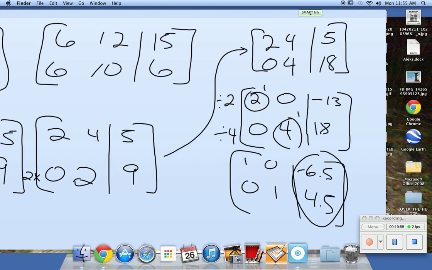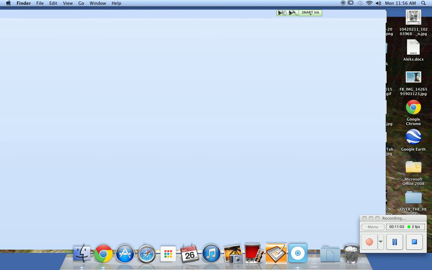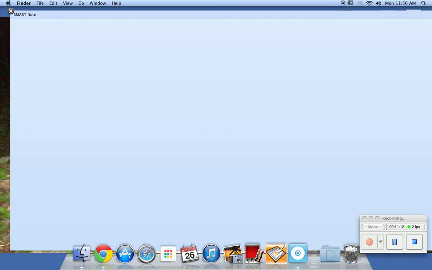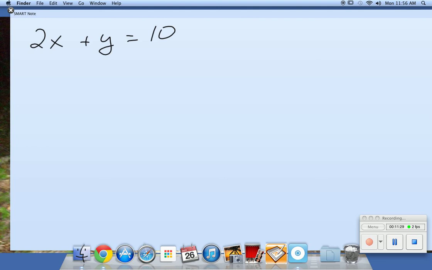Let's try this. We're going to try this with another one because we need this. All right, guys, get out a sheet of paper and do this with me. Or you don't have to get out, just have a sheet of paper you can work on with me. Let's try 2x plus y equals 10. Let's say that x minus y equals 2.